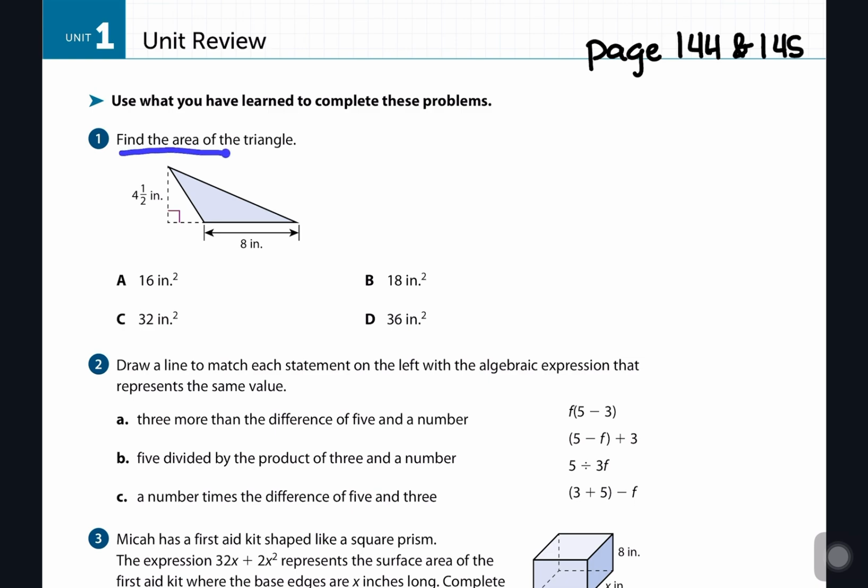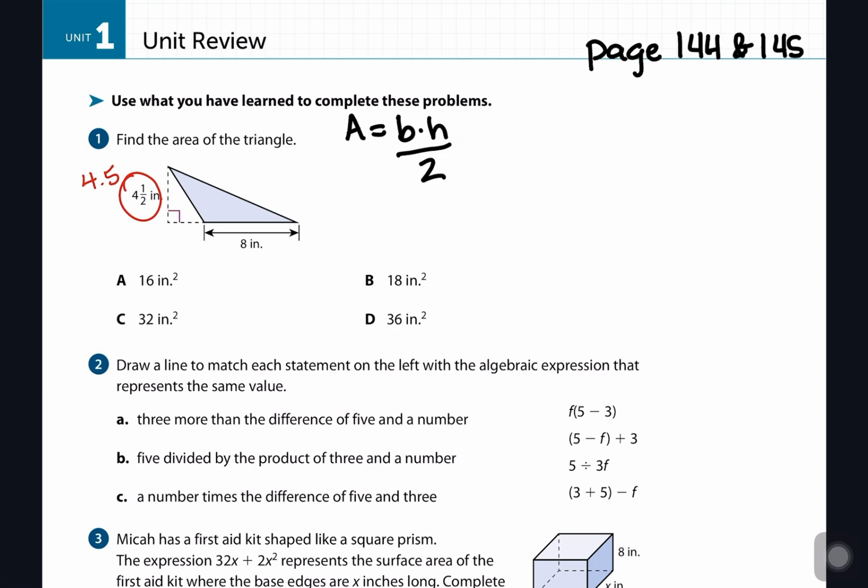It says find the area of a triangle. Area of a triangle is area equals base times height divided by 2. Okay, now I know when you see this, you probably get scared because you see this fraction. Okay, remember 1/2 is the same thing as 0.5. So you have half a dollar, that means you have 50 cents. So you have 4 whole dollars and 50 cents. Okay, so 4.5.